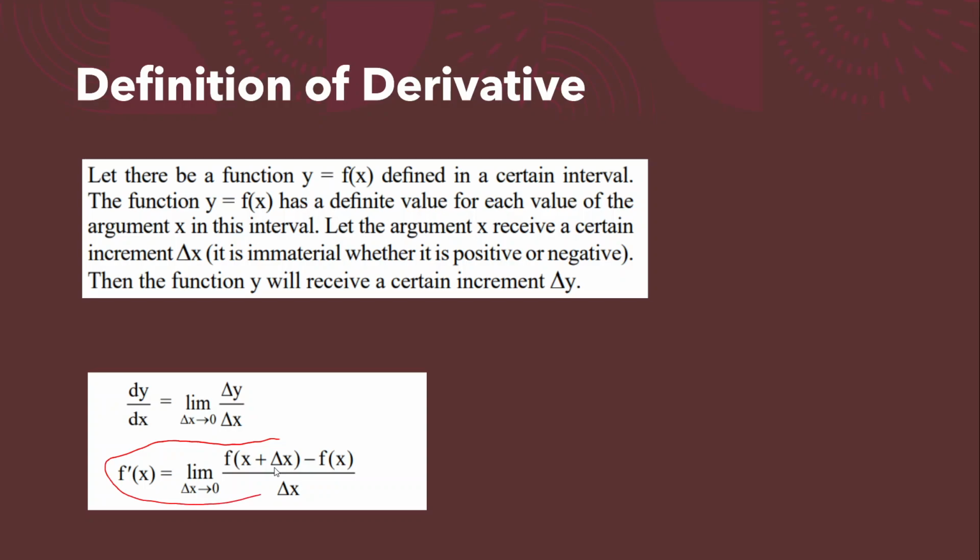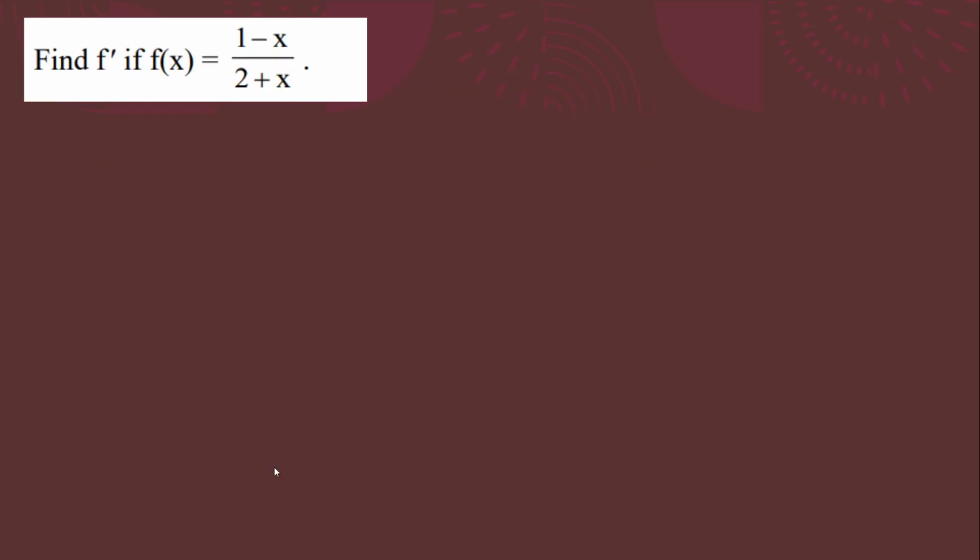Ito po yung pinaka-formula natin. So, for example, find the derivative of the function if the function is equal to (1 minus x) over (2 plus x). Ano ba yung formula? F prime of x. Ang formula ay f prime of x is equal to the limit of f of x plus delta x minus f of x over delta x as delta x approaches 0.